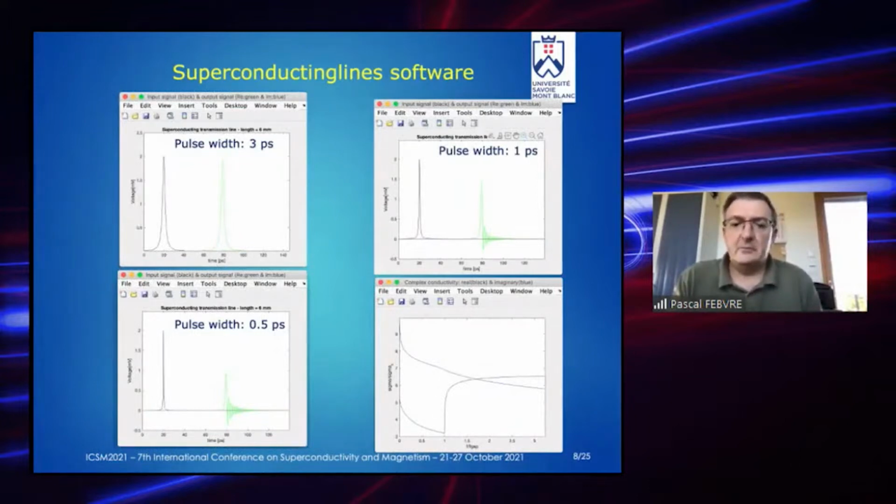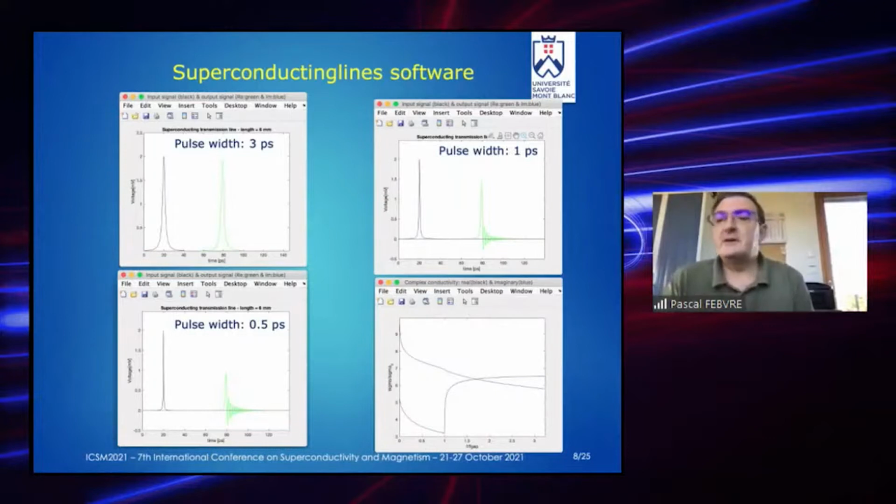On the bottom right, you have the conductance, normalized conductance, imaginary and real part. It's a logarithmic scale on the y-axis. So you can see at the gap frequency, you have something happening. Basically, you have an inductance changing, and the resistance is getting high very fast. Basically, the real part of the complex conductivity is getting large fast, and you can see the influence on pulses.